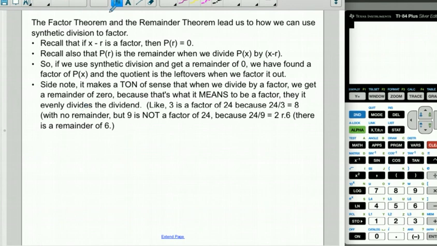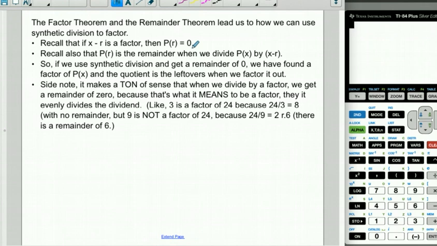All right, so the factor theorem and the remainder theorem together lead us to how we can use synthetic division as a factor. Recall that if x minus r is a factor, then p of r is 0. Also recall that p of r is the remainder when we divide by x minus r. So if we use synthetic division to get a remainder of 0, we've found one of the factors, and the quotient is all the leftovers, and we can continue factoring that.